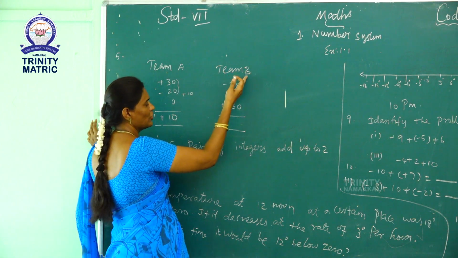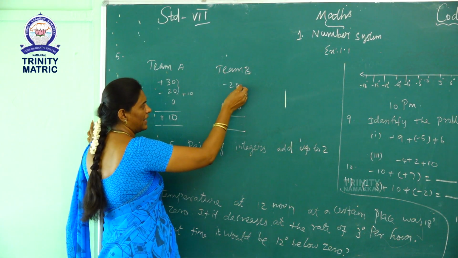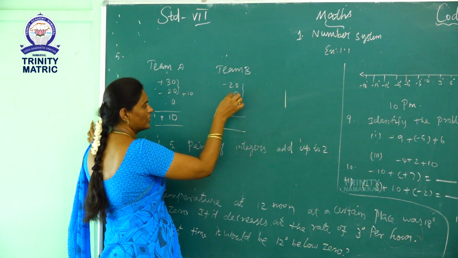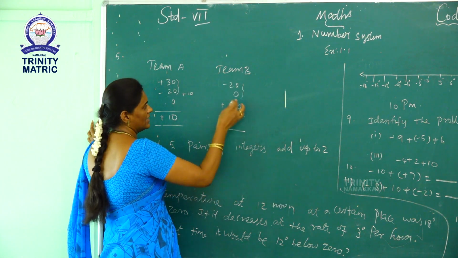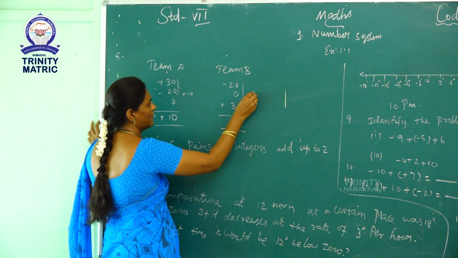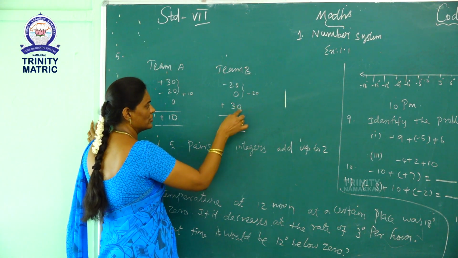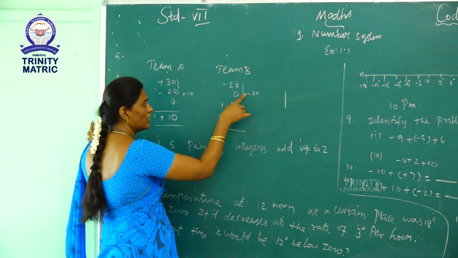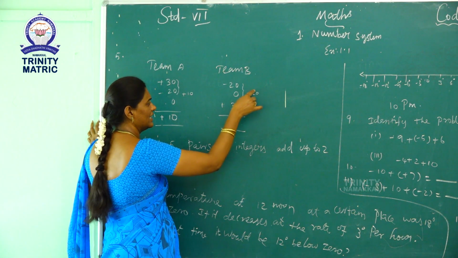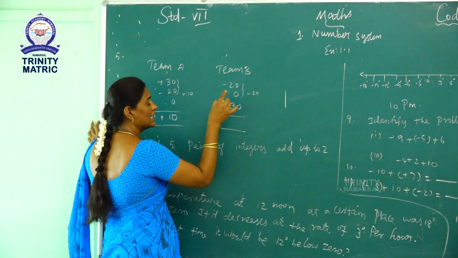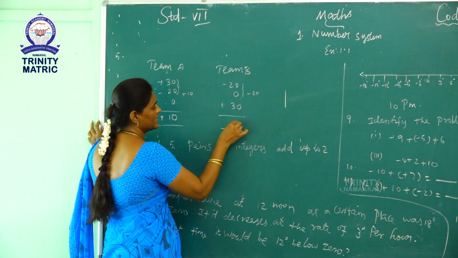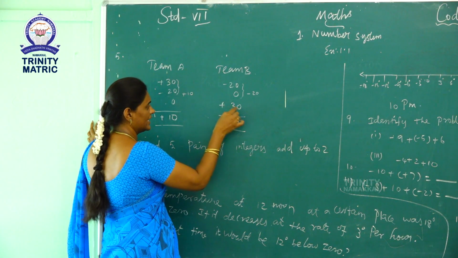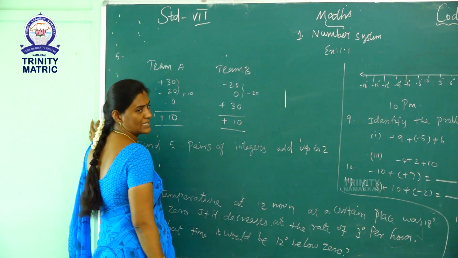Now we find the score of team B. Here minus 20 plus 0. We add 0 with any number, we get the same integer, so minus 20 plus 0 is minus 20. Now we add minus 20 and plus 30. Here the signs are different, so we find the difference between these two integers. The difference between 30 and 20 is 10. The greater integer is 30, in front of 30 is plus. So the answer is plus 10.